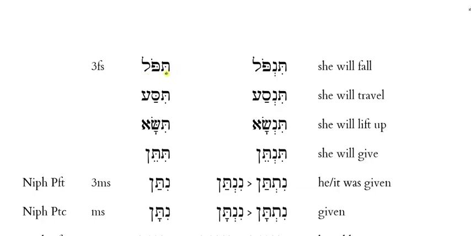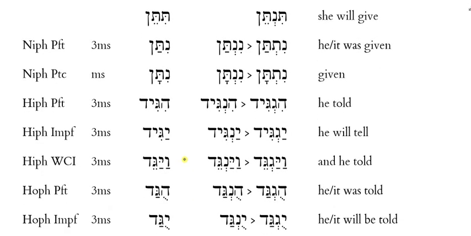So she will fall is tipol, and it's coming from tinpol, right? Except the nun assimilates. Tinpol becomes tipol. Tinsa, with nasa, would become tissa, she will travel. Tinsa with the nun sin aleph becomes tissa when it assimilates, she will lift up. And then tintain assimilates the nun, becomes titain, she will give. Okay, so those are just samplings of your Qal prefix forms.